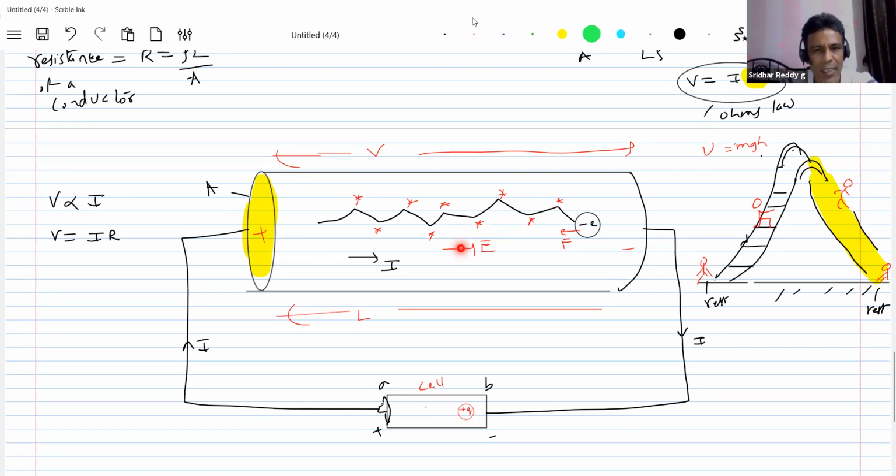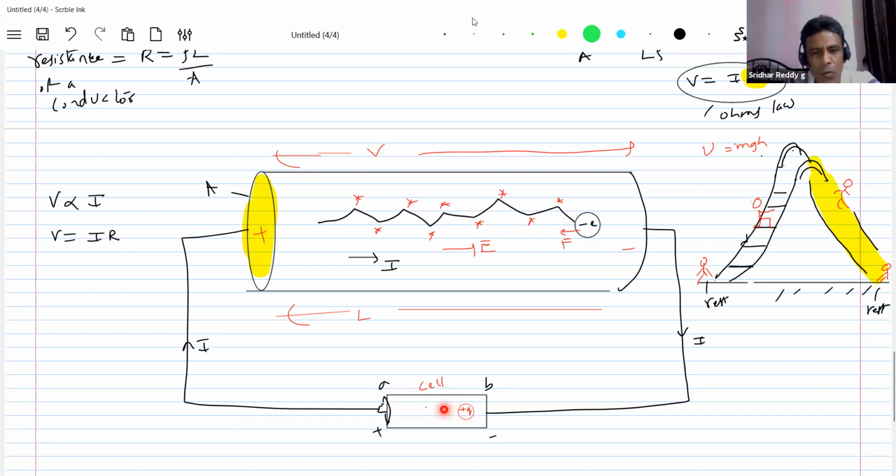So what is this conductor doing? Shall I say it is giving a red carpet welcome to the charge, or is it opposing the flow of charge? It opposes the flow of charge. The measure of opposition to the flow of charge by the material of the conductor is called resistance. And that resistance depends on physical parameters: length, area of cross-section, and material. Okay, now sir, how can this cell provide the energy?